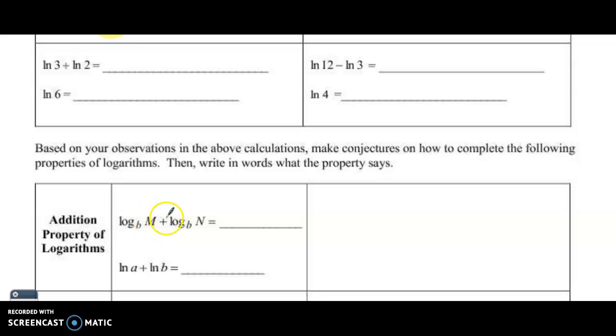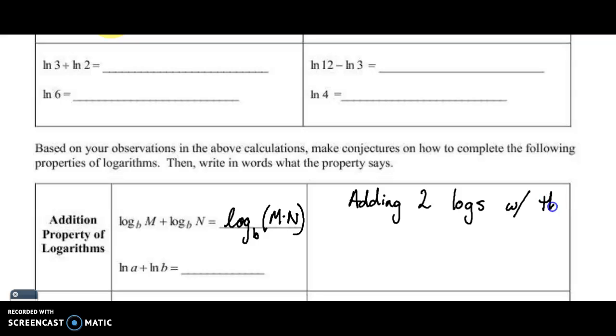Log base b of m plus log base b of n is equal to log base b of the quantity of m times n. So in other words, if we're adding two logs with the same base, then we multiply. I'm going to use the phrase arguments.